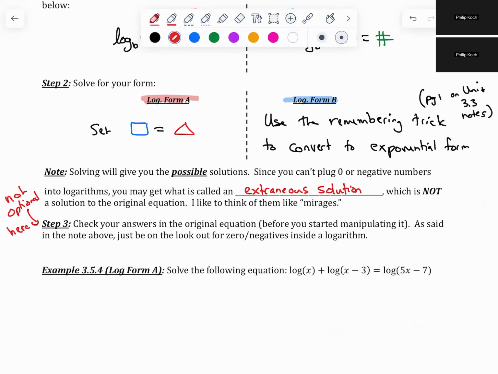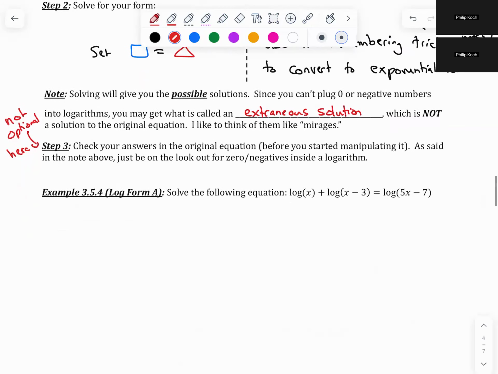You need to check your answers in the original equation, before you did any manipulations, for a myriad of reasons. One, you don't want to plug it into a later equation because that's when you started to get involved, and we are human, we make mistakes. So plug it into the original one so that it's in its purest form. And as said in the note above, just be on the lookout for zeros or negatives on the inside of a logarithm. If you've got a negative on the inside of a logarithm, immediately done. Straight to jail, right?